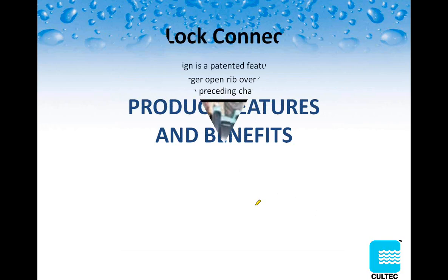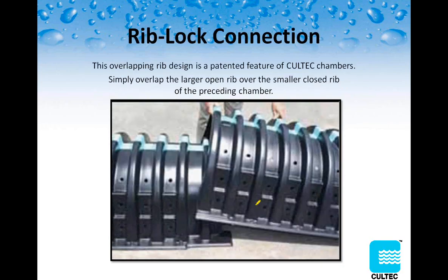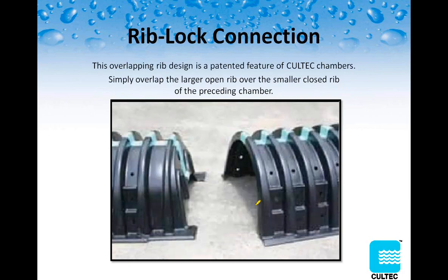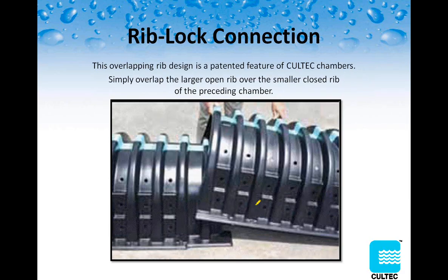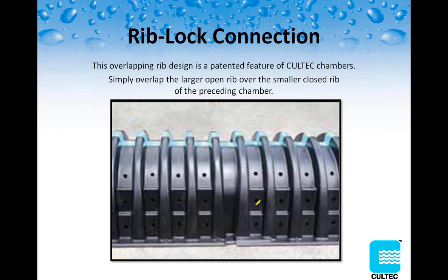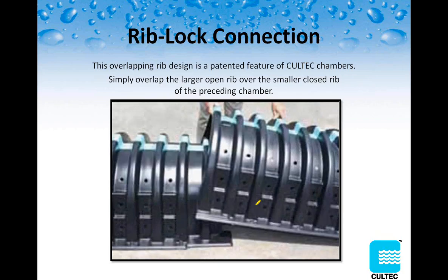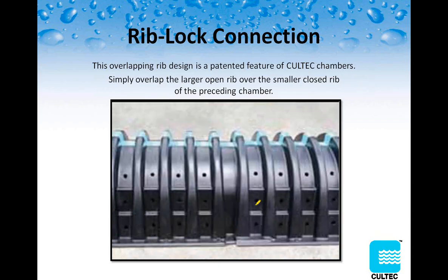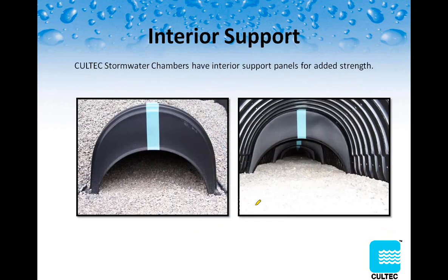Product features and benefits. Well, CULTEC is the original patent holder of the overlapping rib design. Simply taking a large open end and dropping it over a small rib that's preceding it. But another advantage to our patent is that underneath each overlapping rib design, there's a support panel, which actually gives superior strength underneath each connection, making our connection the strongest point in the line.